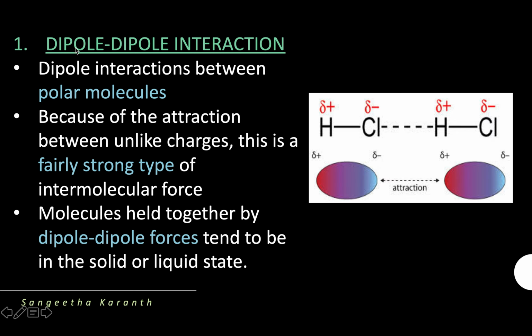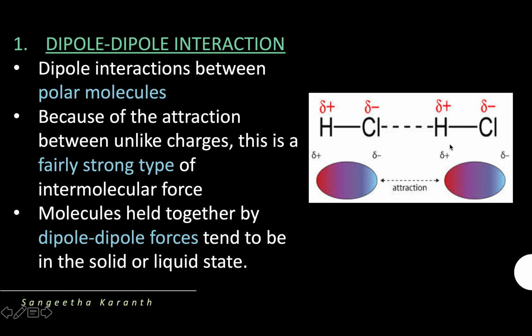First, coming on to dipole-dipole interaction. Let us consider this example, HCl. As you already know, chlorine is more electronegative. So the shared pair of electrons is more towards chlorine. If the shared pair of electrons is more towards one atom, this atom gets a partial negative charge and the other atom gets a partial positive charge. So we call this molecule a dipole now. Why is it called a dipole? Because the charges are somewhat separated. Here it is more negative, here it is more positive.